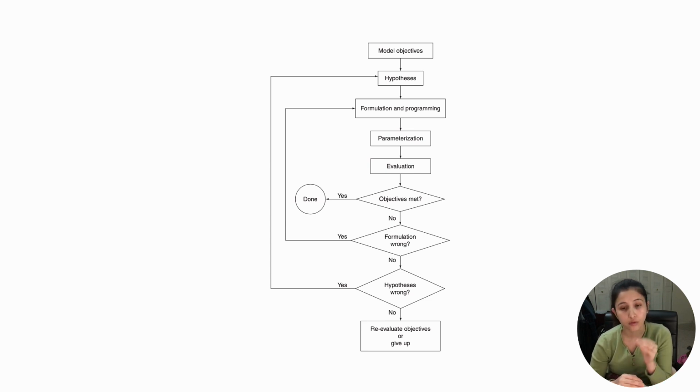And if it is wrong, then we go back to the hypothesis and then rearrange the hypothesis. But if our hypothesis is not wrong, then we should again go back to the objectives and re-evaluate whether our objectives should be changed based on our results. If that's not the case, then the model is not working, and in that case, we should give up.